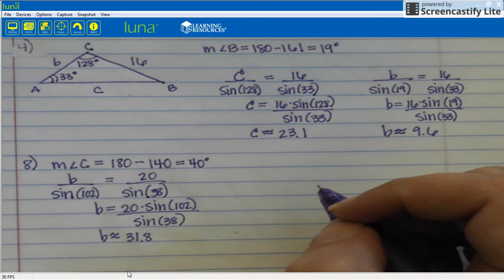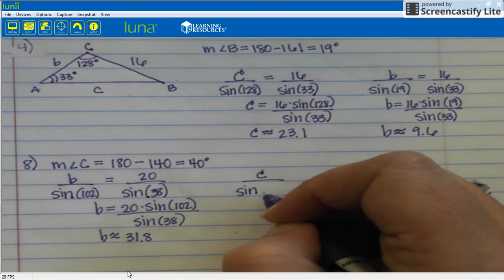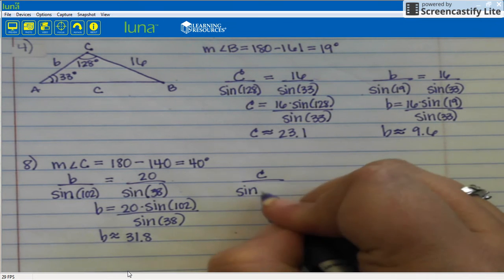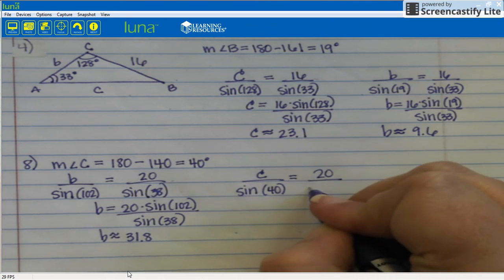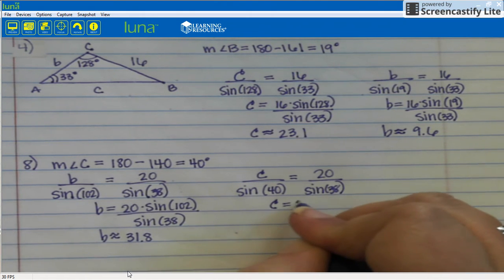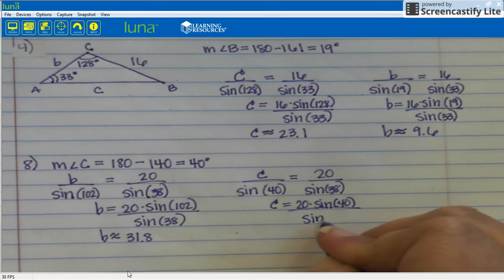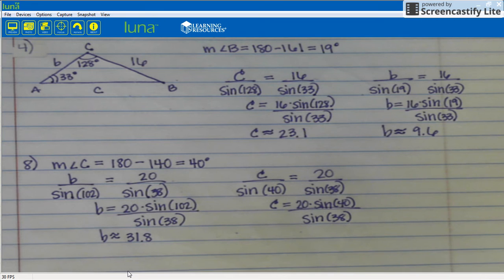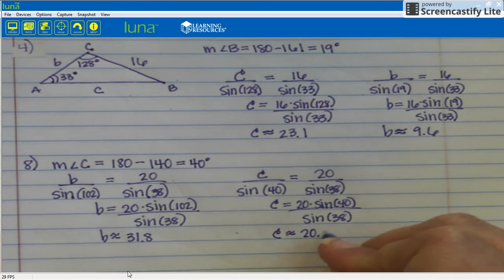And then to solve for little c, I will have little c over the sine of 40 is equal to 20 over the sine of 38. So little c is equal to 20 times the sine of 40 divided by the sine of 38. So little c is approximately equal to 20.9.